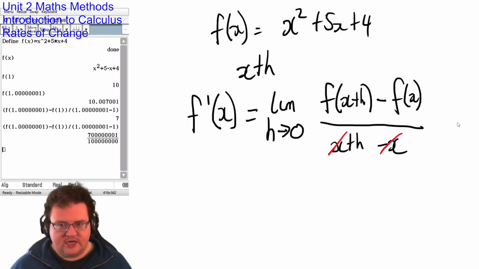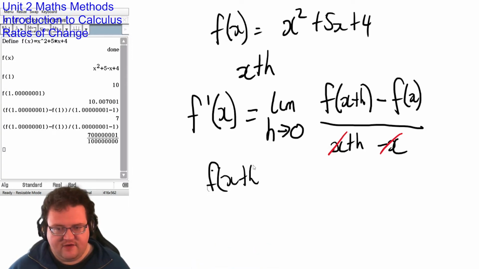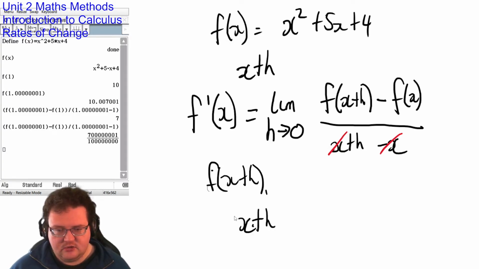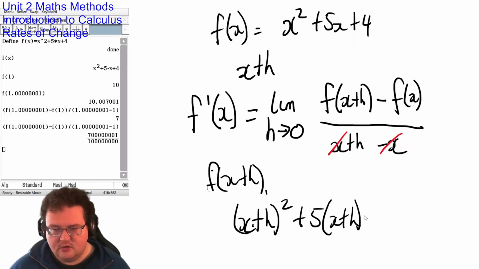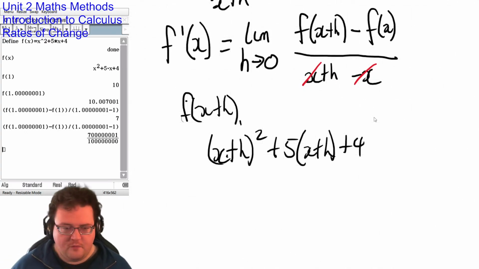What I now need to do is find out what is f of x plus h. So I'm going to need to find out, well, what is f of x plus h? I replace all the x's in here with x plus h. So what's that look like? Well, that's going to look like x plus h squared plus 5 times x plus h plus 4. And then you need to expand all of that. Then hopefully your rules are not too rusty.